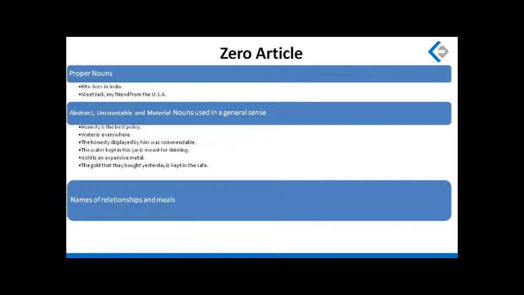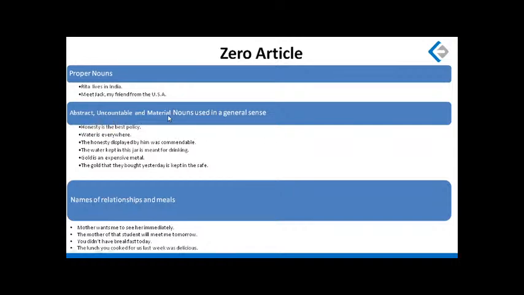"The water kept in this jar is meant for drinking." "Gold is an expensive metal." "The gold that they bought yesterday is kept in the safe." Each of these you compare. For example, sentence number 1 and 3. What difference do you see?